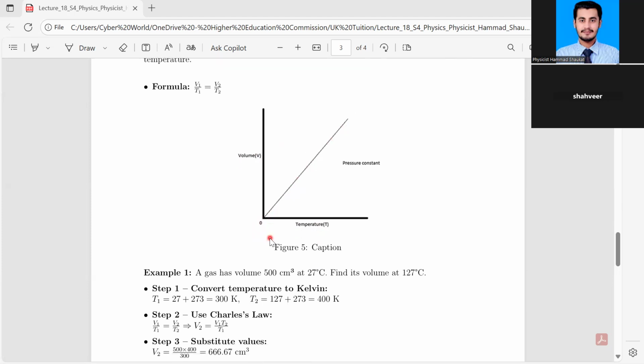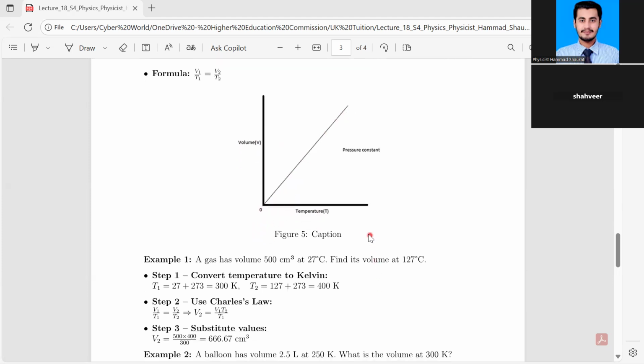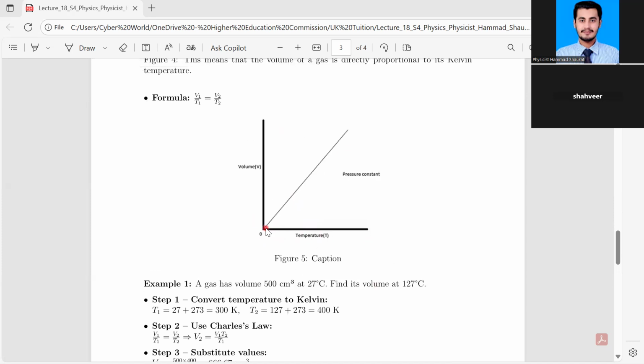As you can see here, as you increase the temperature, the volume also increases. When you increase the temperature more, the value of volume also increases. The more the temperature increases, the more the volume will increase. So that's why you will obtain a straight line. So this is the graphical representation for Charles' law.